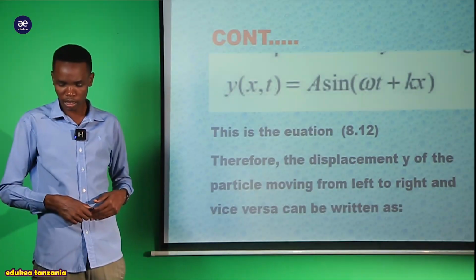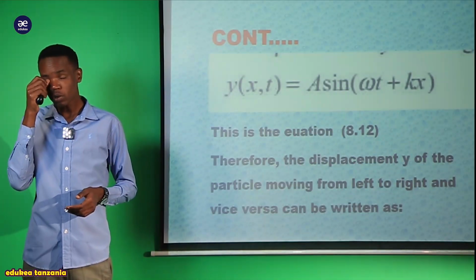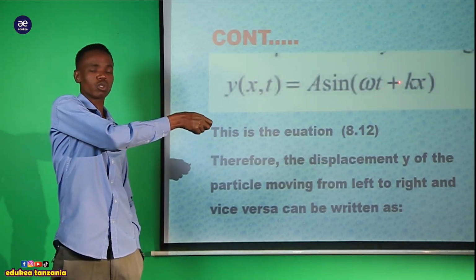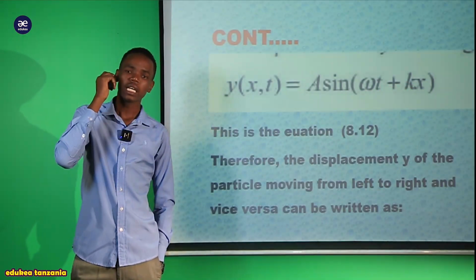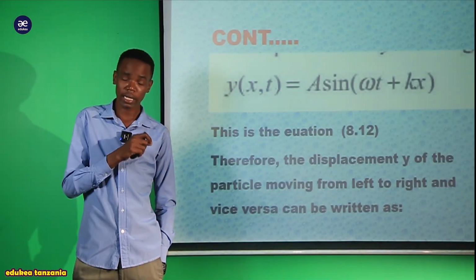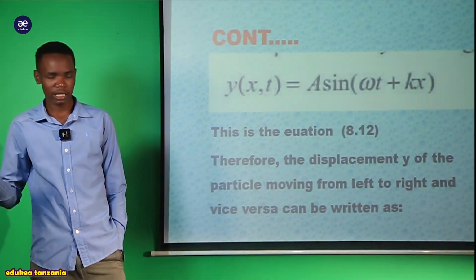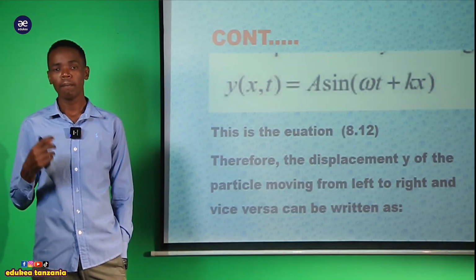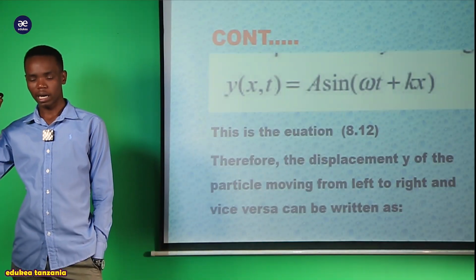Kwa ili tuweze kupata sasa displacement pale, kama particles ana move kutokea kulia kwenda kushoto, hapa kwenye formula yetu tutabadilisha, itakuwa ni positive. Lakini kama atakuwa na move yule particle kutoka the left side kuelekea the right side, hapa kungekuwepo na negative kama tulivyoona kwenye zile equation number 11 pamoja na equation number 10.